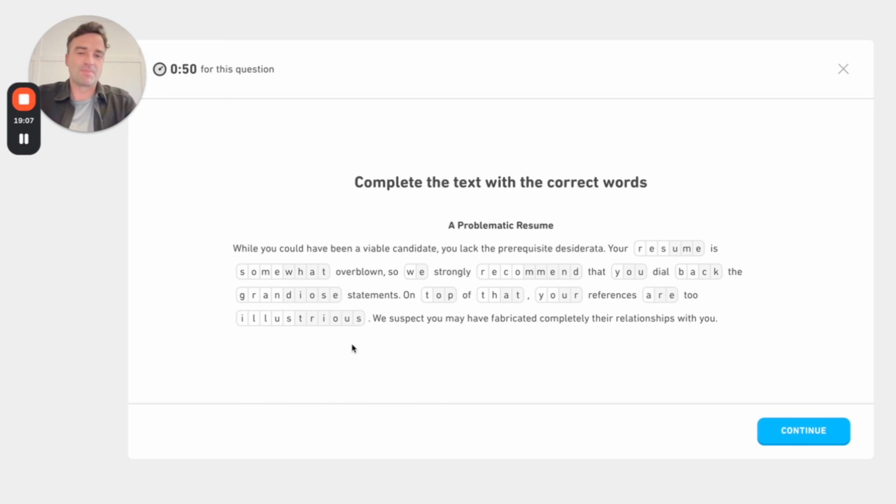All right, interesting. Okay, so actually this one at first seemed like a very easy read and complete because it's quite short, but there are some big words here like grandiose and illustrious, and even dial back was an idiom, so these are unknown to lots of English learners. So this would actually be maybe quite a tricky one. What do you think? In the comments, do you think this one was difficult or easy? Let me know. Write like a problematic resume and easy or difficult to tell me what you think.